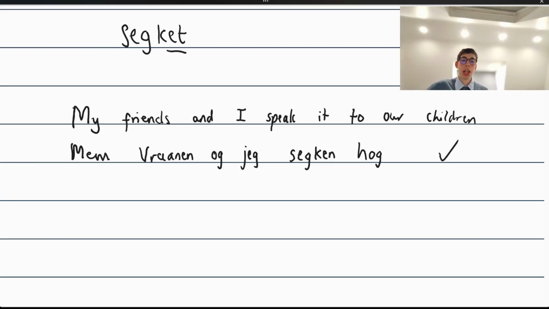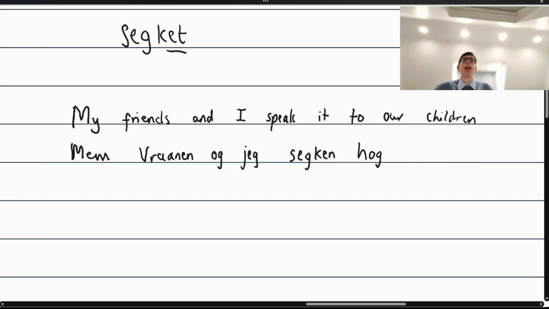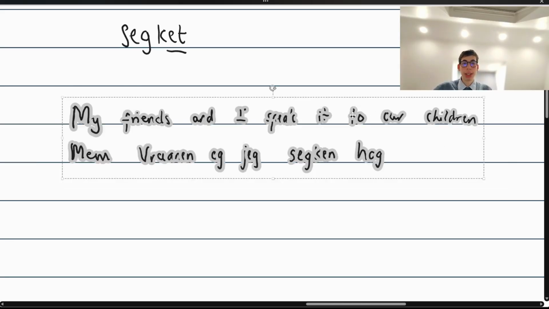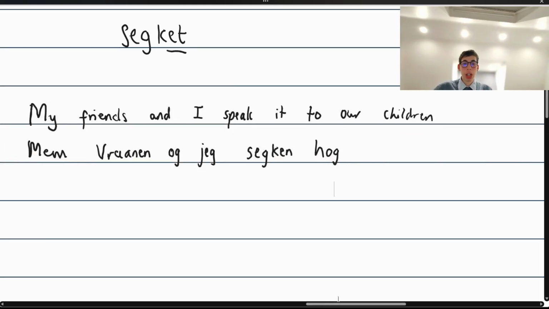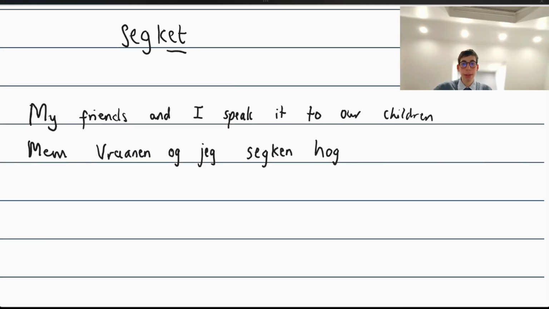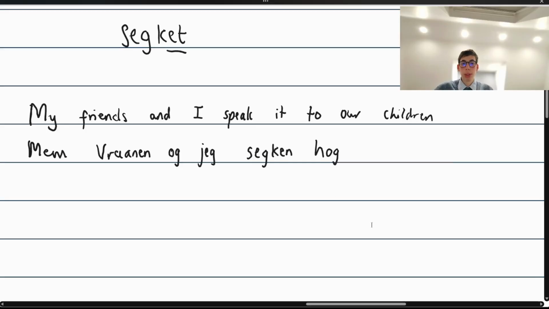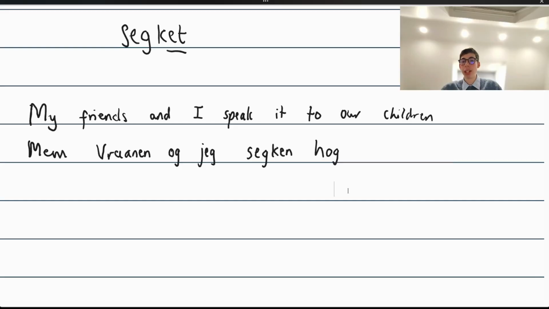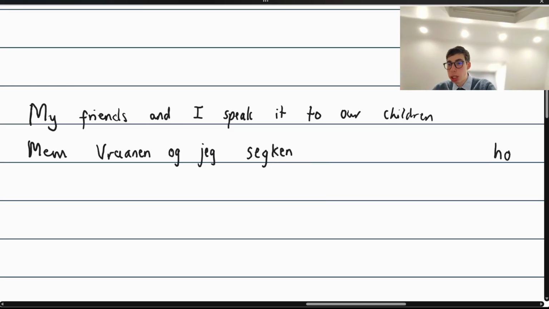So, how can we edit the sentence to add to our children? Now, first of all, where is to our children going to go in this sentence? Is it going to go at the start? Is it going to go to the left of hoi? Is it going to go to the right of hoi? Does it matter? The answer is it's going to go to the left of hoi. So if it's to our children, it's the indirect object. It's using to. It's all about to. So I'm going to make some space by moving over hoi.